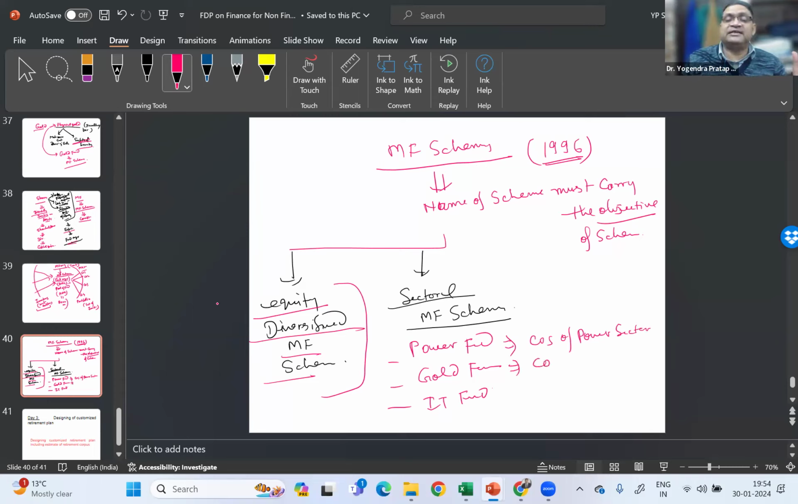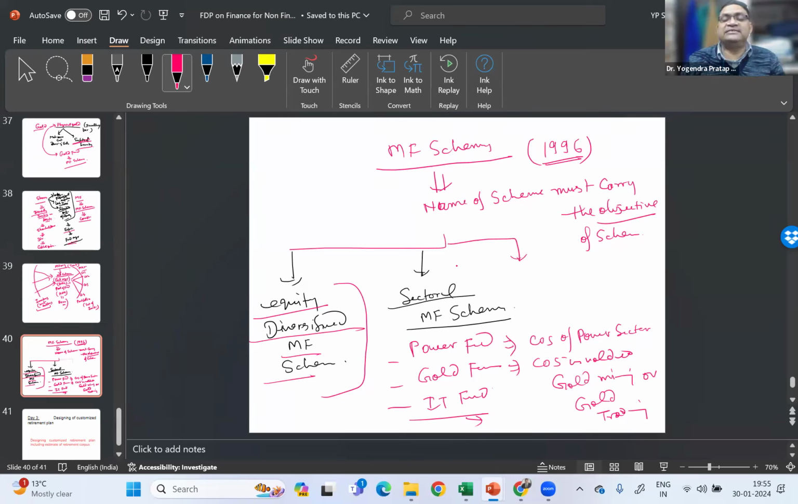In a gold fund, the fund manager is bound to invest in shares of companies involved in gold mining, gold trading, or gold related activity. And in an IT fund, the fund manager will invest in the shares of those companies belonging to the IT sector only. So see, this is the sector.